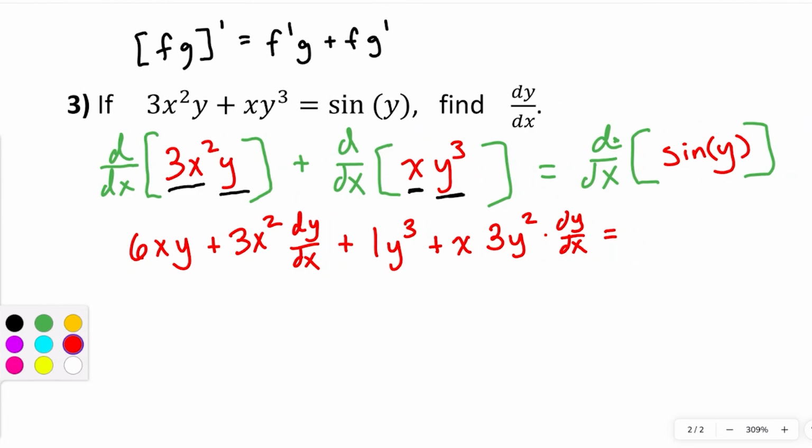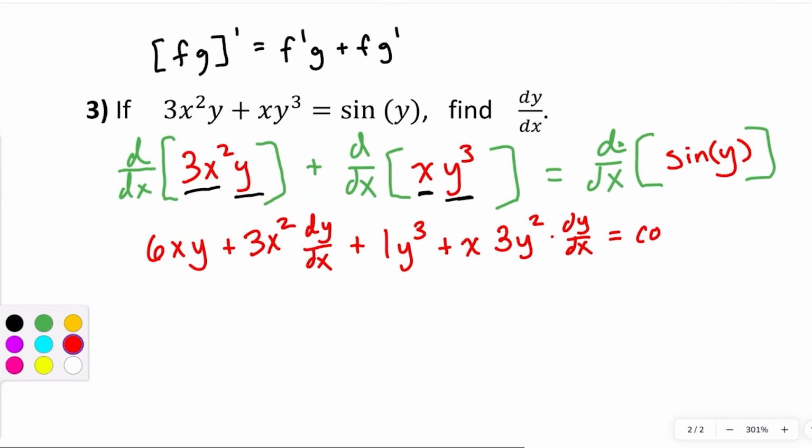Okay, so what's the derivative of sine? We have cosine of y times the derivative of the inside, so times the derivative of y, which is dy dx.